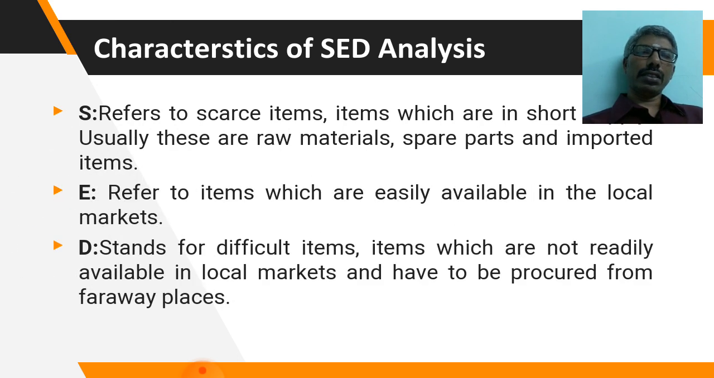And the next one is the E. That refers to items which are easily available in the local market. And D stands for difficult. Okay, that's our difficult items. These items are not readily available in the local market and have to be procured from faraway places, maybe from the home country or from foreign countries. You have to spend some time to procure those materials.